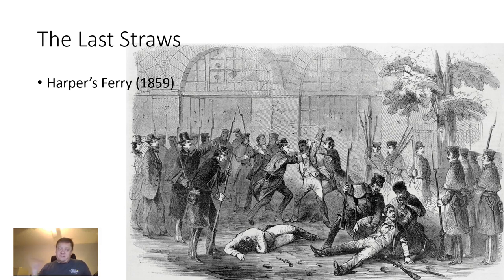John Brown, again, deciding to cause some trouble, tries to raise a slave rebellion in Virginia, what is now West Virginia. Fails miserably. He ends up hanging for it, but it's a sign of things to come.